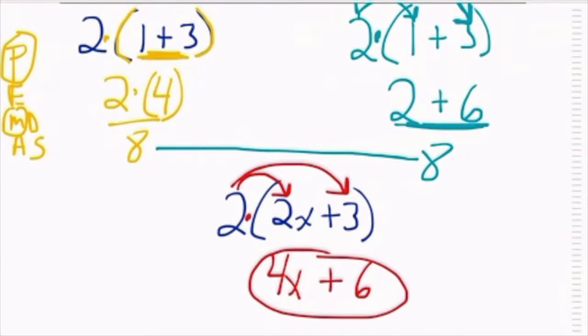One thing I just want to make sure you understand too, I am allowed to multiply unlike terms. That's why I am allowed to do 2 times 2x. I'm able to do it because I'm multiplying. If I'm adding or subtracting, I cannot combine unlike terms.